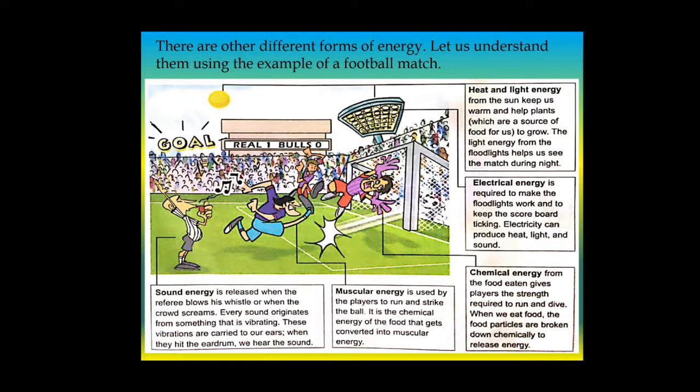Then about electrical energy. Electrical energy is required to make the floodlights work and to keep the scoreboard ticking. Electricity can produce heat, light, and sound. Then chemical energy from the food eaten gives players the strength required to run and dive. When we eat food, the food particles are broken down chemically to release energy. And then muscular energy is used by the players to run and strike the ball. It is the chemical energy of the food that gets converted into muscular energy.